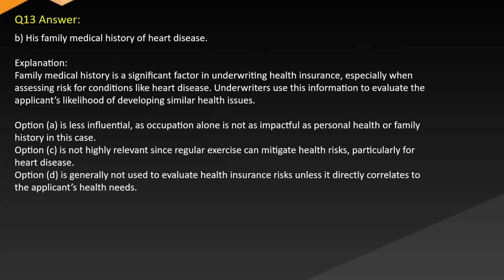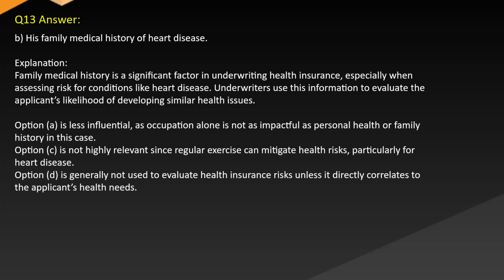Answer: B. His family medical history of heart disease. Explanation: family medical history is a significant factor in underwriting health insurance, especially when assessing risk for conditions like heart disease. Underwriters use this information to evaluate the applicant's likelihood of developing similar health issues.